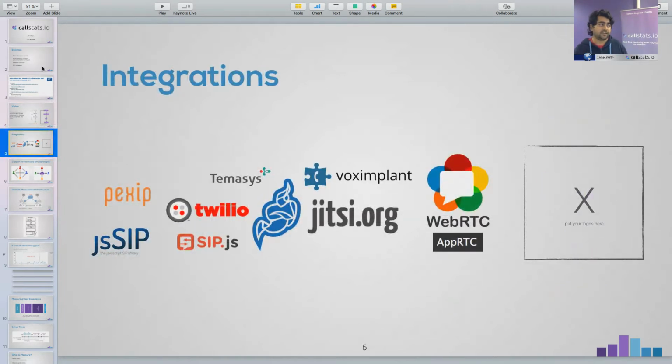Today, we have a lot of integrations across the board. So we have integrations with Jitsi, we have integrations with the SIP community. So we have JSIP, SIP.js, Twilio, PEXIP. So all the gateways connecting to, not all, because we don't yet have Asterisk and FreeSwitch integrations, although we know some people have done those themselves. And then we have Temasys, Voximplant, and we have a lot of others that we don't know of as yet.